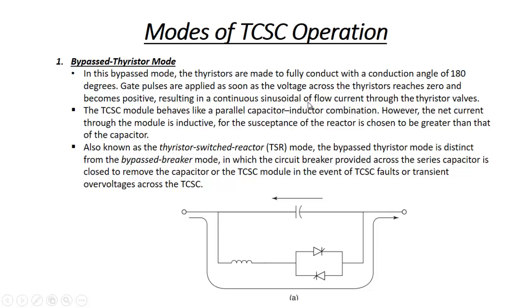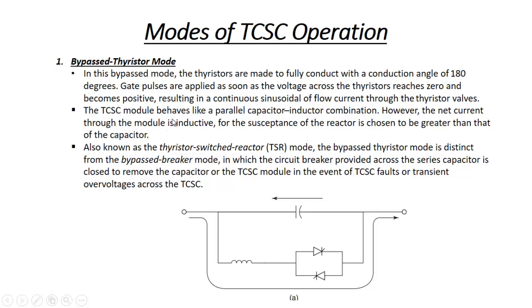Gate pulses are applied as soon as the voltage across the thyristor reaches 0 and becomes positive, resulting in the continuous sinusoidal flow of current through the thyristor valves. So in that case, there will be a continuous current through the thyristor valves. Since we know that the reactance of this is less as compared to this, or the susceptance of this is more as compared to this, most of the current will flow through this inductor circuit.